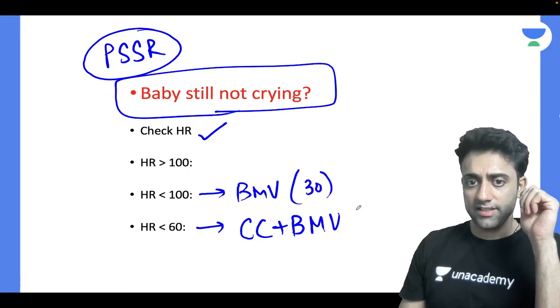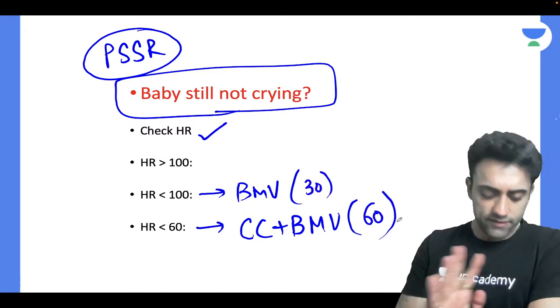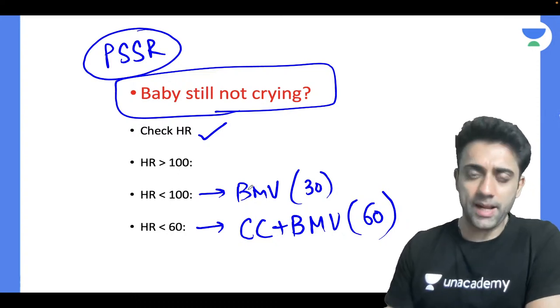Bag and mask is done for 30 seconds, whereas chest compression plus bag and mask is done for 60 seconds. I assume that we know this. We know this. Multiple times I have repeated.